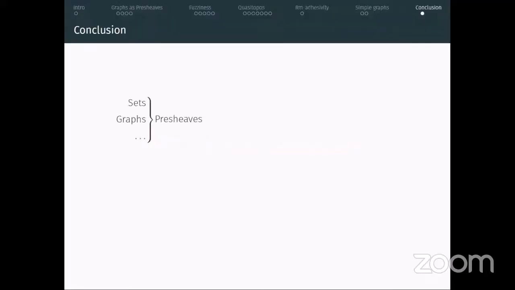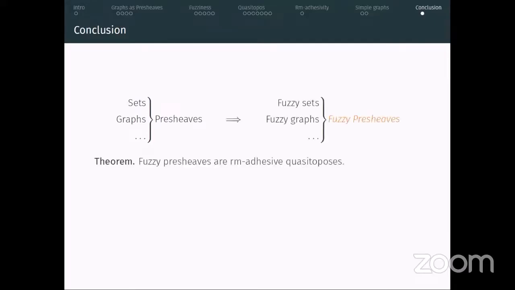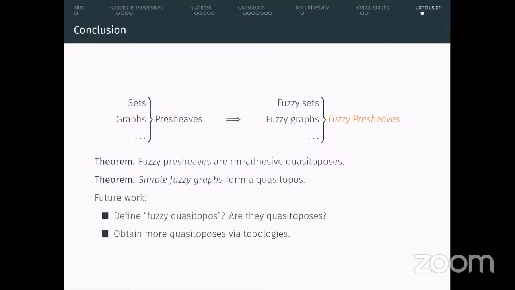So this is a summary of what we did. In the same way that Presheaves generalize a lot of categories, the fuzzy Presheaves that we introduced generalize a lot of stuff. We prove that all of them are RMLs of quasitoposes, given that we have complete Heyting algebras. We prove also that simple fuzzy graphs form a quasitopos. And for future work, we could dream of proving more categories to be quasitoposes, because this is something that is quite difficult to know.